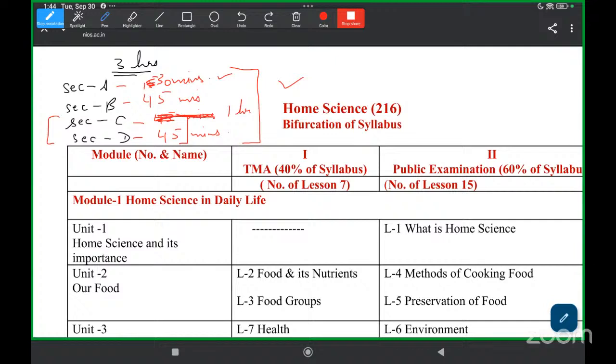Or if you do section C and D in 1 hour 45 minutes both, now section C 45 minutes, section D 1 hour. Very short, long, essay type. Section D, 1 hour you are taking. Fine. But this is how you need to allocate time to a particular section.